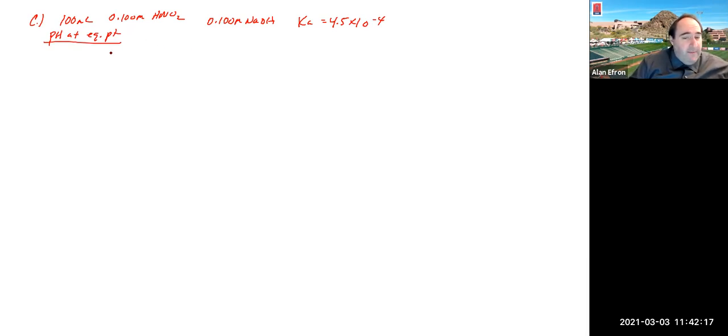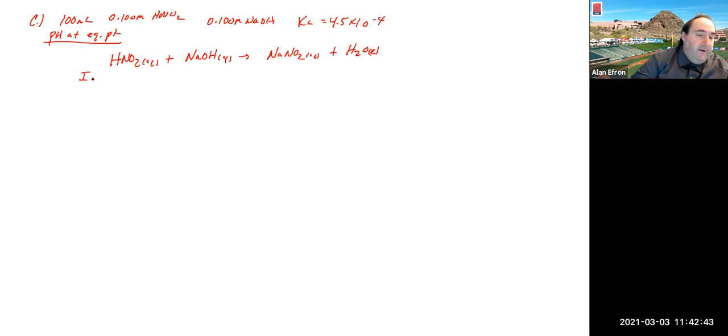So again, there's a couple ways you could go about figuring out the volume needed to reach the equivalence point. We definitely know we're going to have our reaction, which is our HNO2 plus our sodium hydroxide, going to get us some NaNO2 and some water here. We obviously know our initial moles of HNO2 is 0.1 times 0.1, which is 0.01 moles. And obviously we do want to do this in moles since we are adding volume.